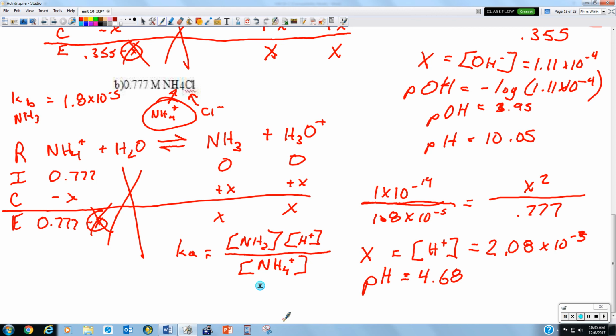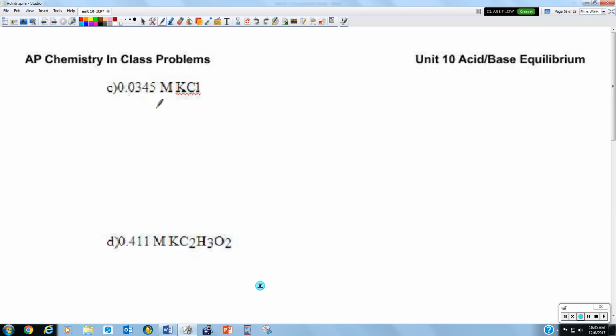All right, let's look at two more real quick. All right, so C, I told you there's not going to be a calculation on this. Why won't we have a calculation on this? The parent of this is K, which is K plus. The parent of this is Cl minus. They're both strong.